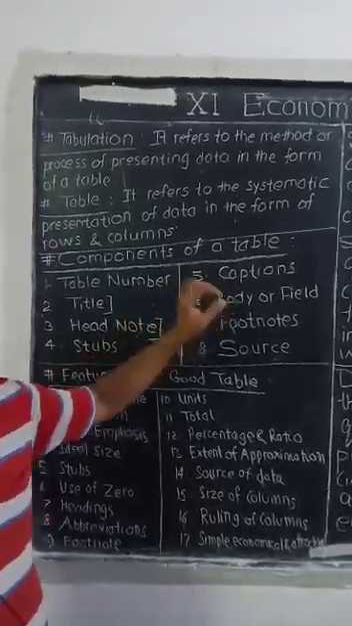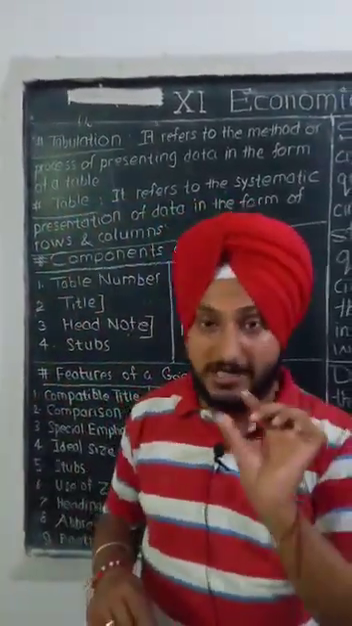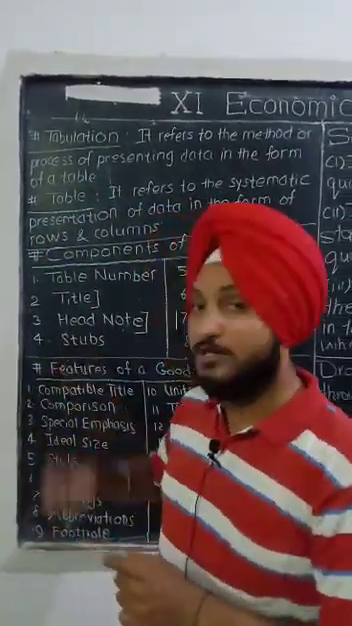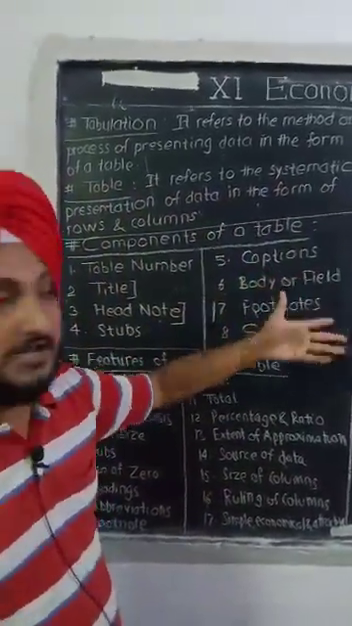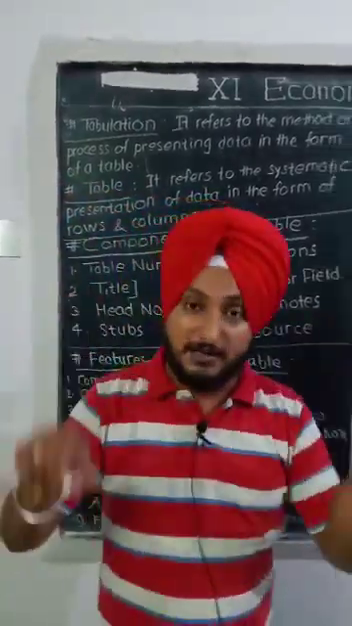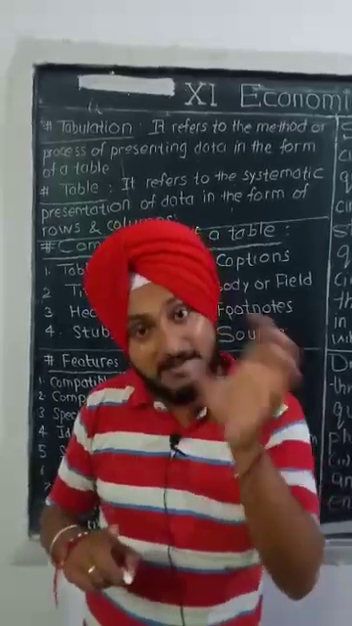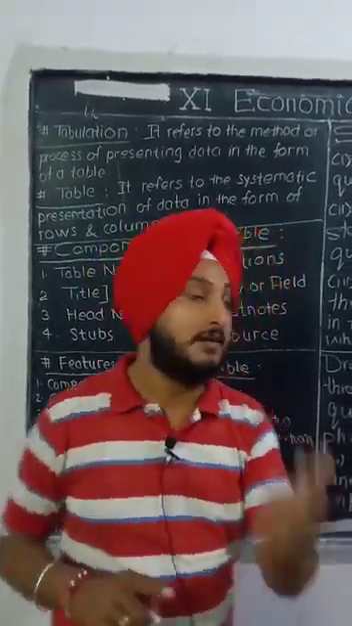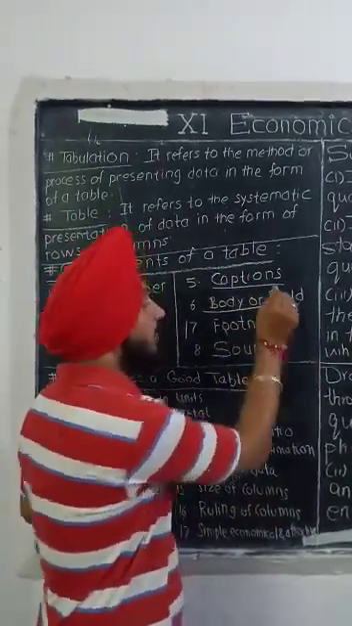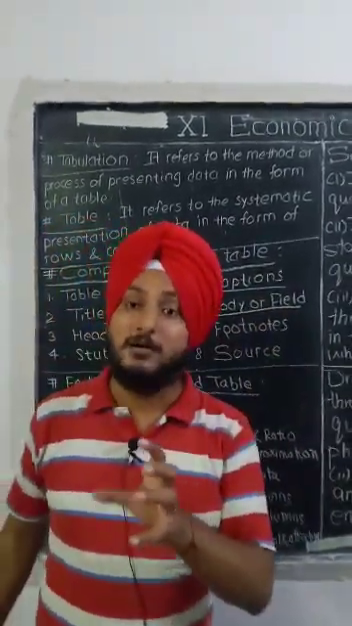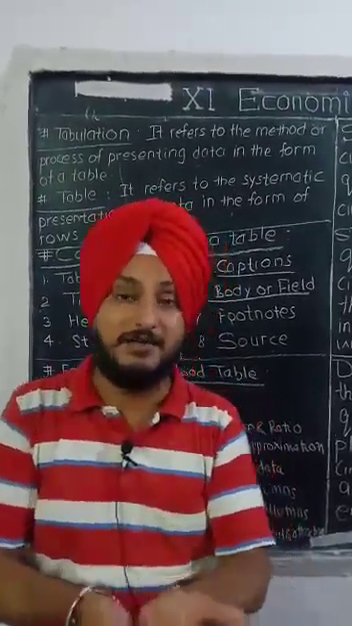Second is captions. Captions are the heading of columns. So the heading of columns is called caption, and the heading of rows is called stubs. Then the fifth point is body or field. Very easy to understand. Whatsoever is being written in the table, the content, the data, is called body or field. The content of the data of the table for which you are preparing the table is called body or field.